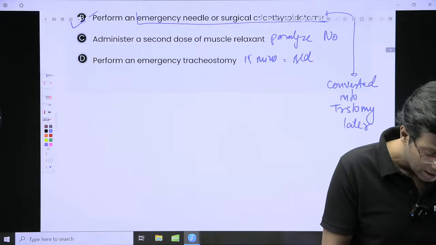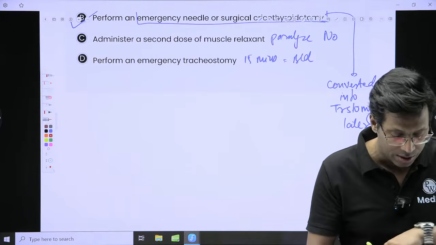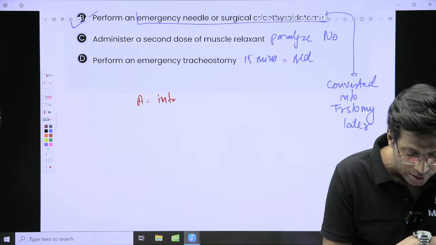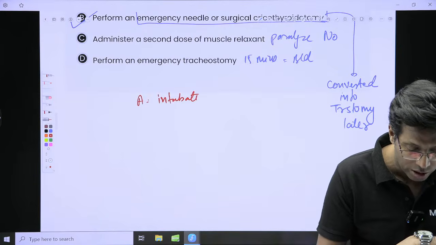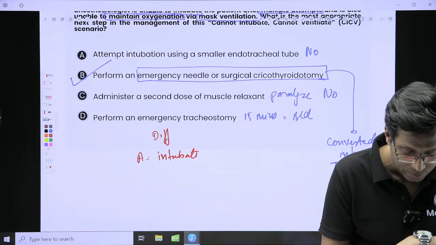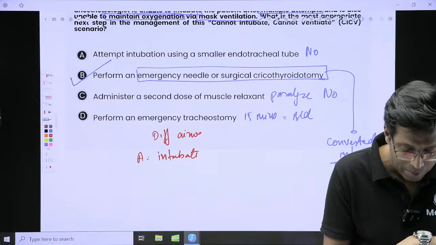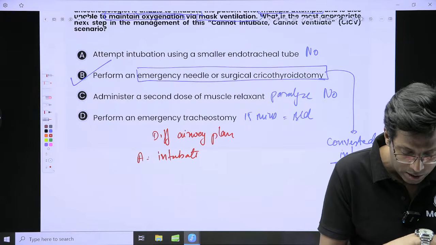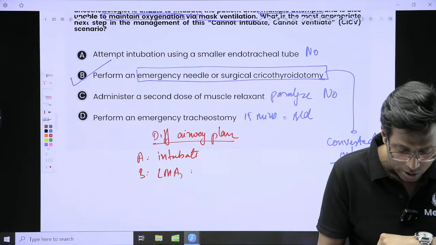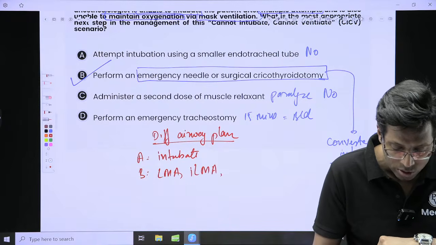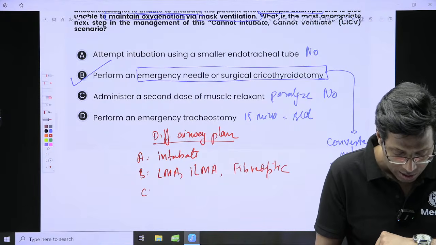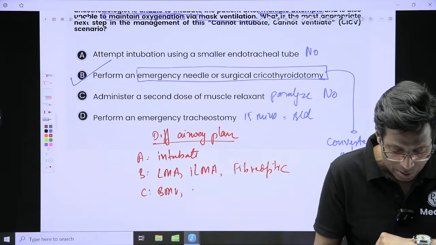So basically, when you're handling a patient in emergency, always remember the plan A is ideally always to intubate the patient, right? For a difficult airway, as they have suggested. Difficult airway plan: plan A, intubate the patient. Plan B, use a laryngeal mask airway or intubating LMA or use a fiber optic. If not, then come to plan C, do bag mask ventilation and maintain oxygenation.